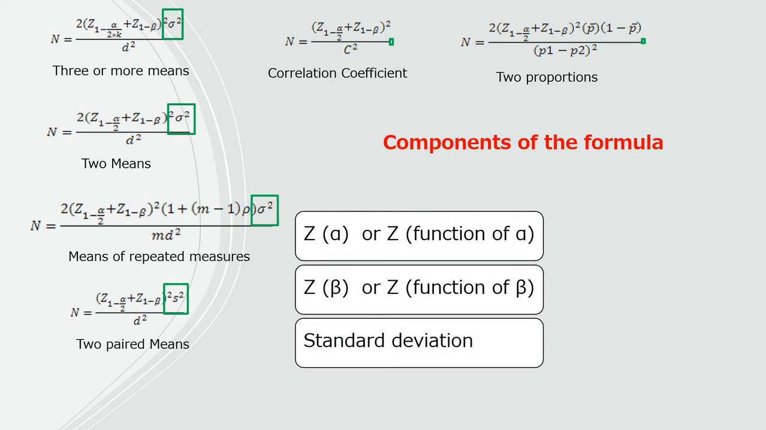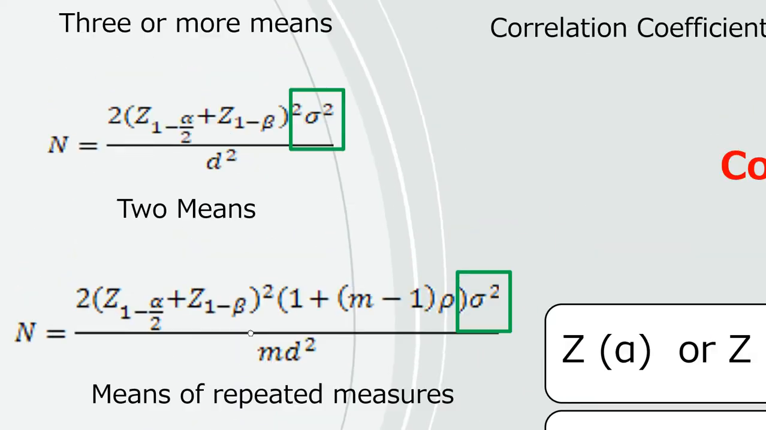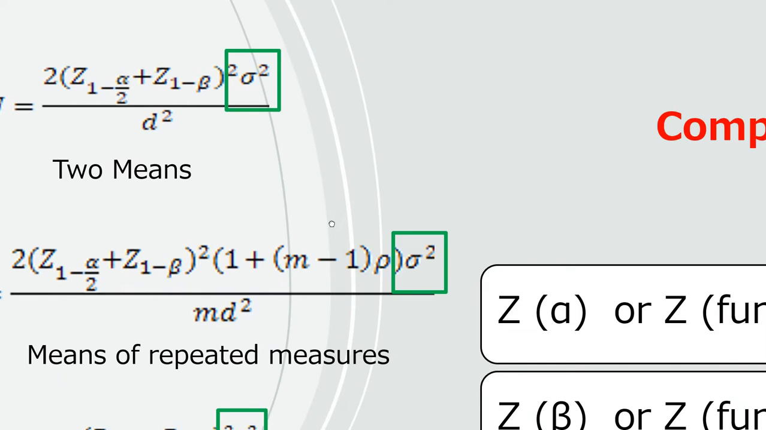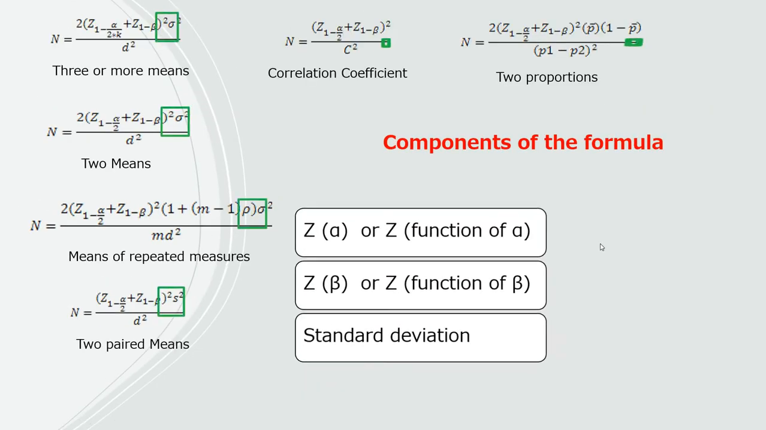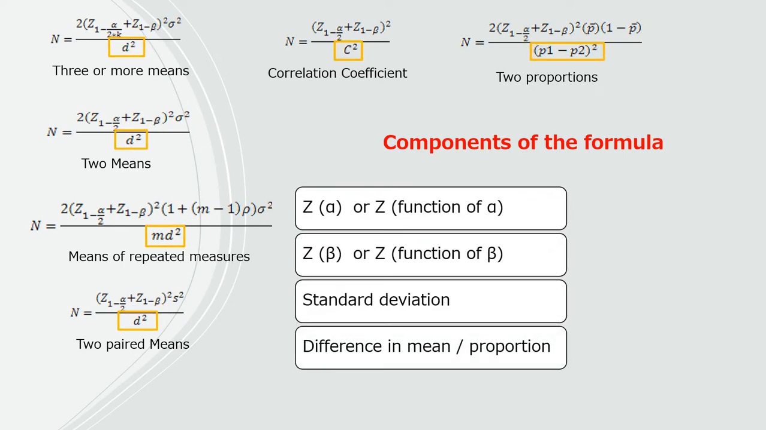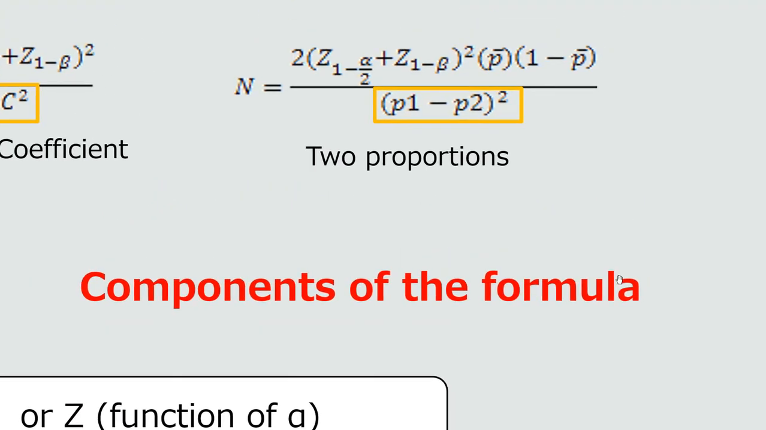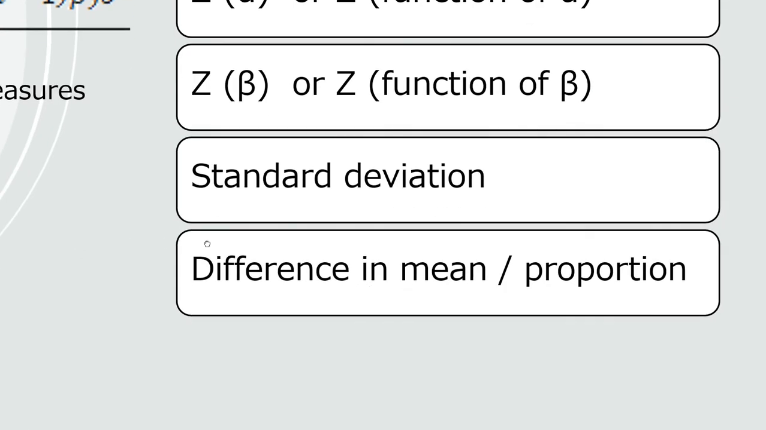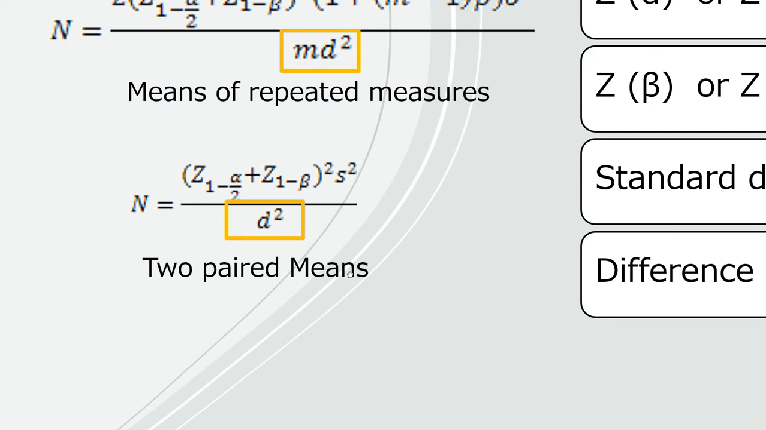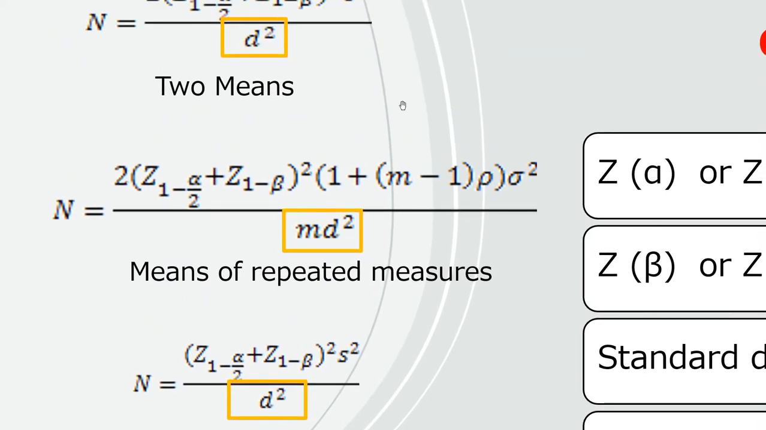Then you can see that there is a sigma here, which represents the standard deviation. Here, instead of sigma, we have used the symbol S, which does happen in certain formulae. Some may not have the standard deviation. Instead, they will have the proportions, like you see in this formula. The last component is the difference in the mean or the proportion, usually represented as D.